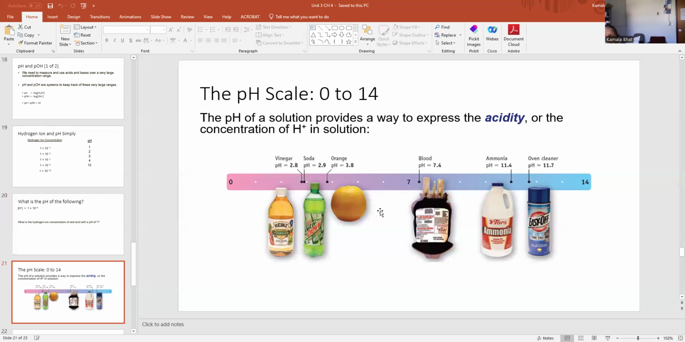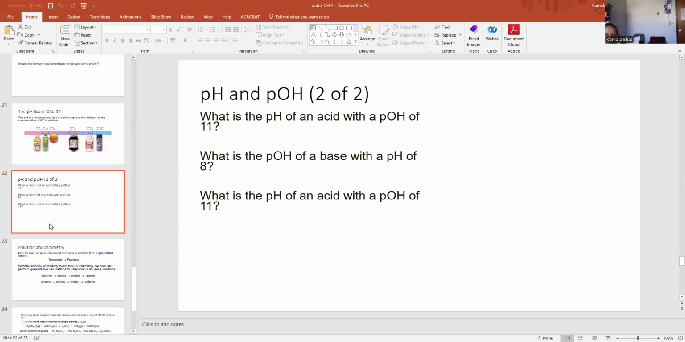And these are the pH values of different compounds, or normally household items that we use at home. You can see they are represented by their pH in order for you to understand what it is, how you use them, and where you use them. So these are the worked examples.